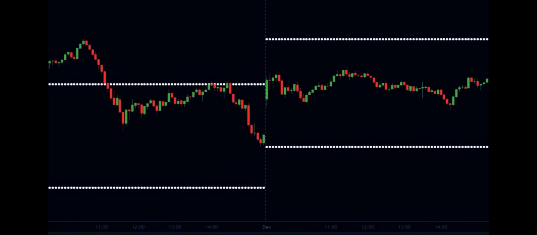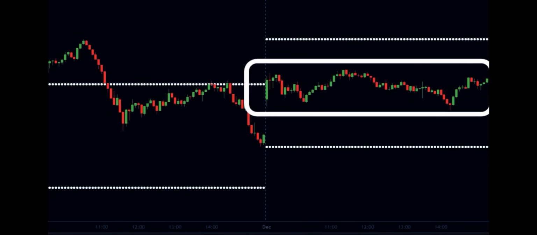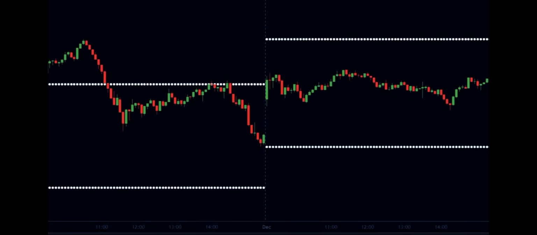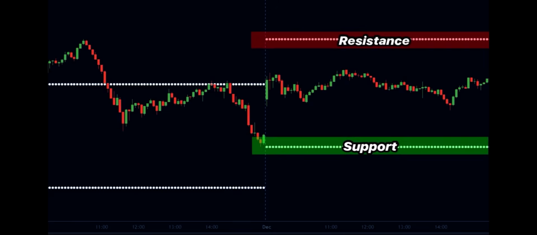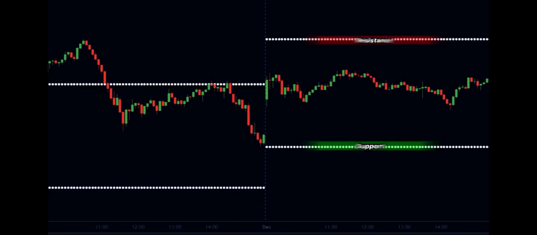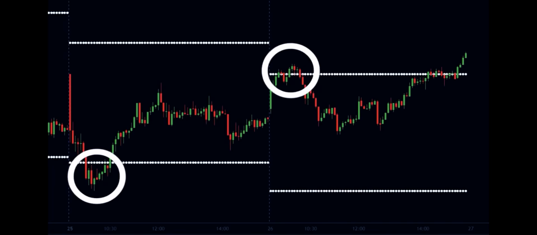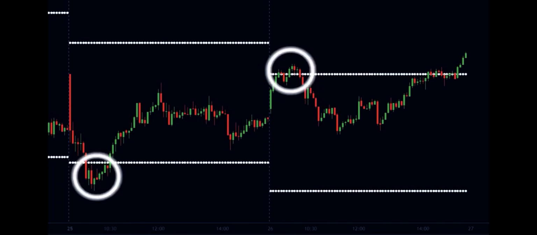within the range. So the price is expected to stay within the previous day's range for the rest of the day. The highs and the lows of the previous day will act as a level of support and resistance on such a day. Breakout failures of previous day highs and lows are a good trading strategy for such a day.